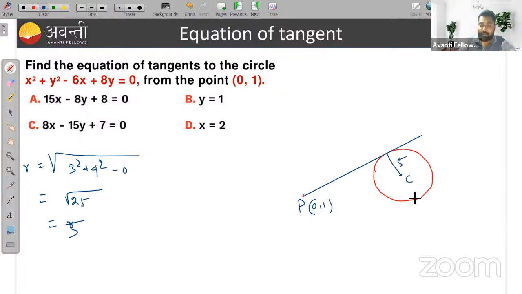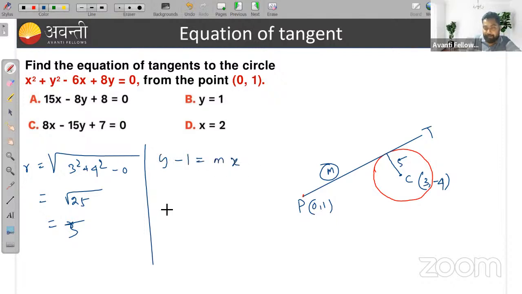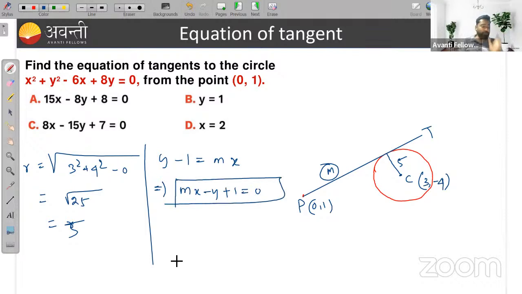Suppose this is my center. What are the coordinates of the center? That is (3, minus 4). Now you need to find the tangent. Suppose I take the slope of this tangent as m. Can you tell me the equation of the line having slope m and passing through the point (0, 1)? That is y minus 1 is equal to m into x minus 0, that is mx. So here you get the line as mx minus y plus 1 is equal to 0. Suppose this is the equation of the tangent, and you need to find m.